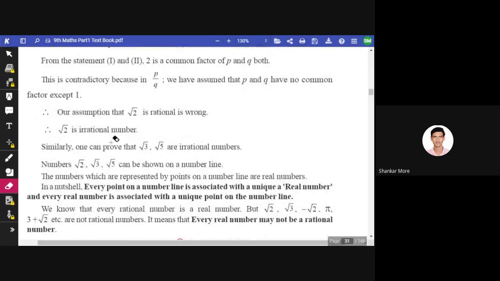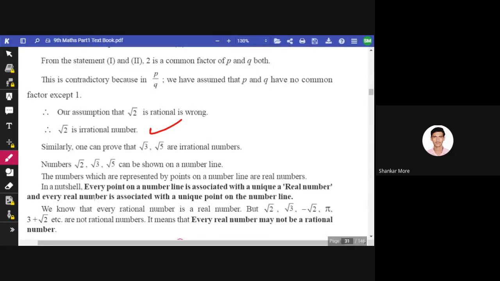That means our assumption that root 2 is rational is wrong. We have assumed wrong. So that is why root 2 is an irrational number. This is how we have proved that root 2 is irrational. Similarly, we can prove that root of 3 and square root of 5 are also irrational numbers. You can prove it if you want to try.